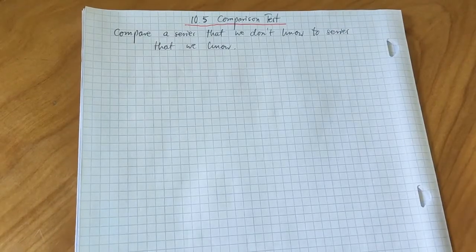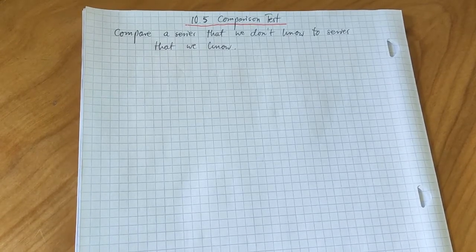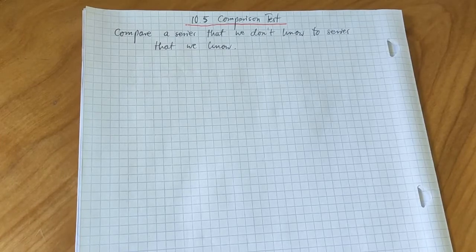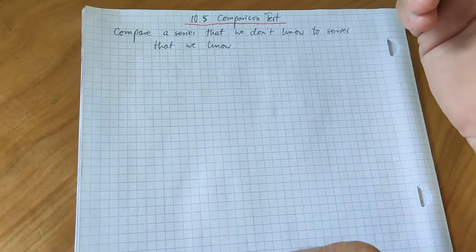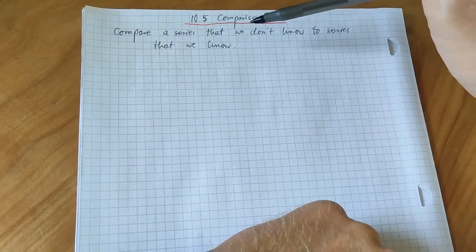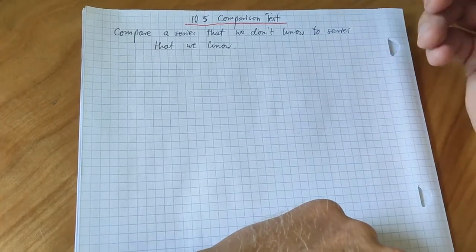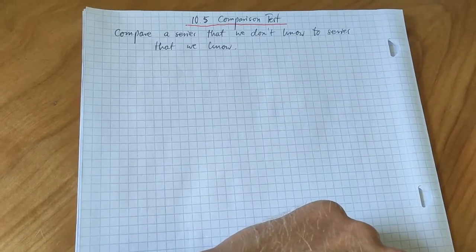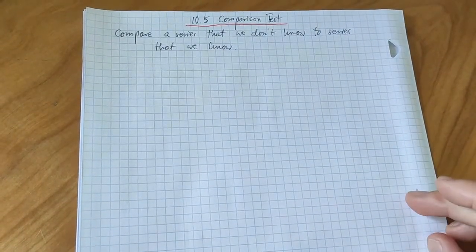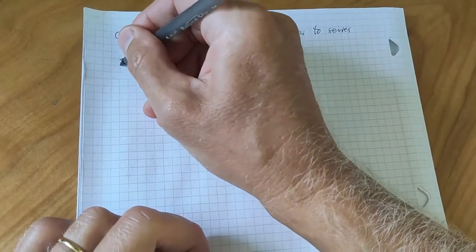Okay, welcome back. So this lecture is on 10.5, the comparison test, and it's another test that will help us analyze infinite series. This one will take a series that we don't know whether it diverges or converges, and we'll compare it to series that we know whether they diverge or converge, and based on that comparison, we'll be able to tell what's going on. Alright, so let's start with an example.